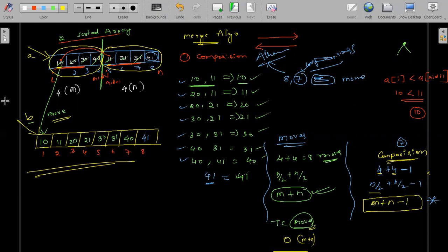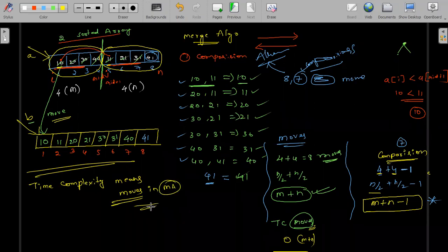So I will conclude here. Time complexity in the merge algorithm is nothing but moves. Now, if you are able to understand everything, this is just what I'm doing for the worst case. Best case I will show you.